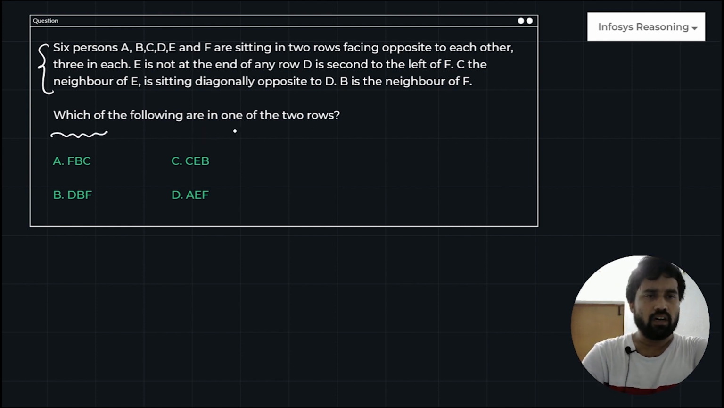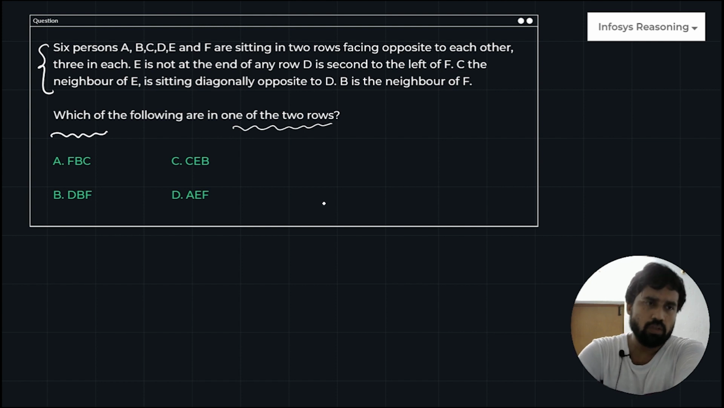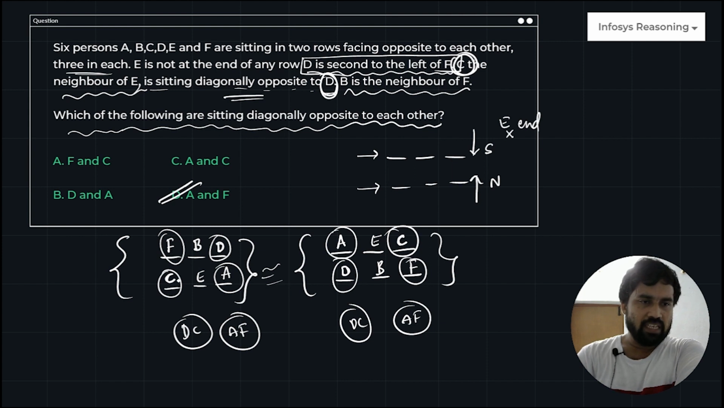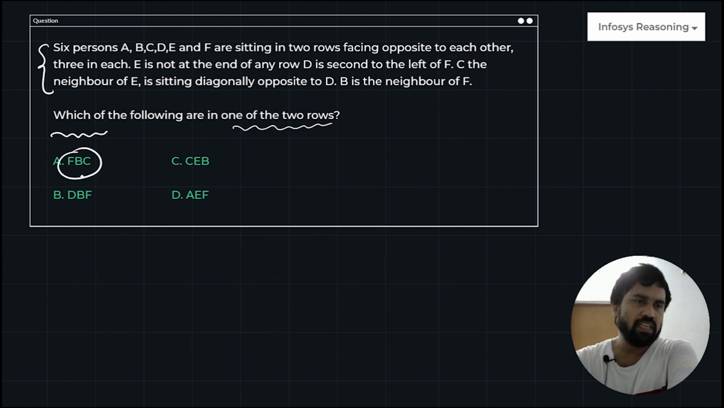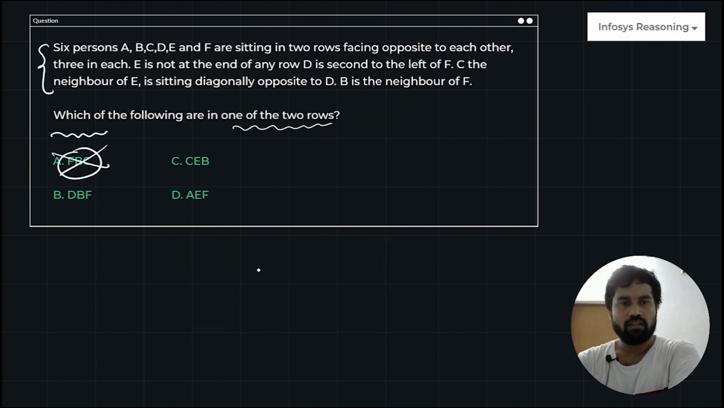Which of the following are in one of the two rows? You have to choose the three people who are in the same row. Just look here, F, B, C. F, B, C is in the second row, F, B and C are in another row. So F, B, C never come in the same row. Yes, one option got eliminated. DBF. Yes, DBF is here, and DBF is here. So DBF is your answer.